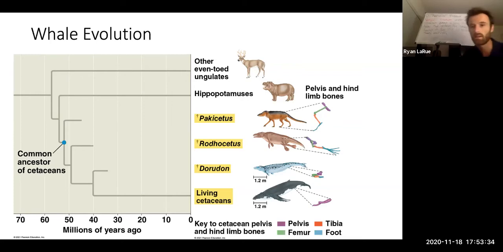And as you can see, pretty amazing. Oh, so here is the timescale in millions of years. These notches, we're going to talk about these evolutionary trees today, by the way, once we finish the evidence, at least, for evolution. These notches represent a common ancestor, okay? And so you can see here that hippopotamuses share a pretty recent common ancestor with living cetaceans, or whales.